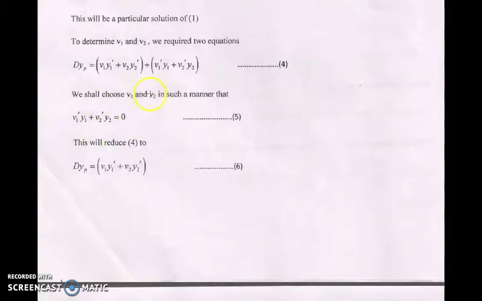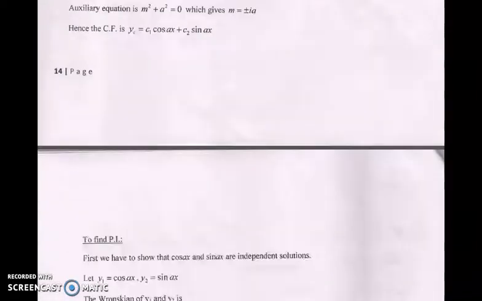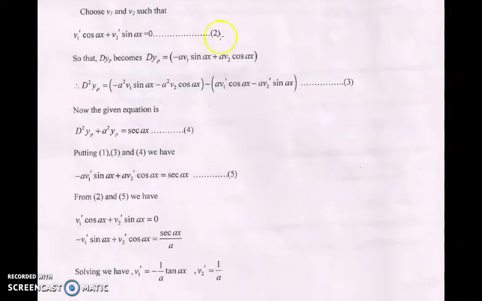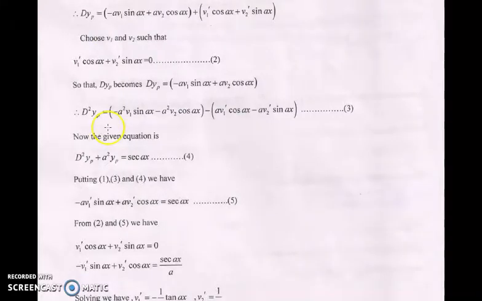The rule says this becomes 0, so here we consider this to be 0. Then the equation for dyp becomes minus a v1 sin x plus a v2 cos x.